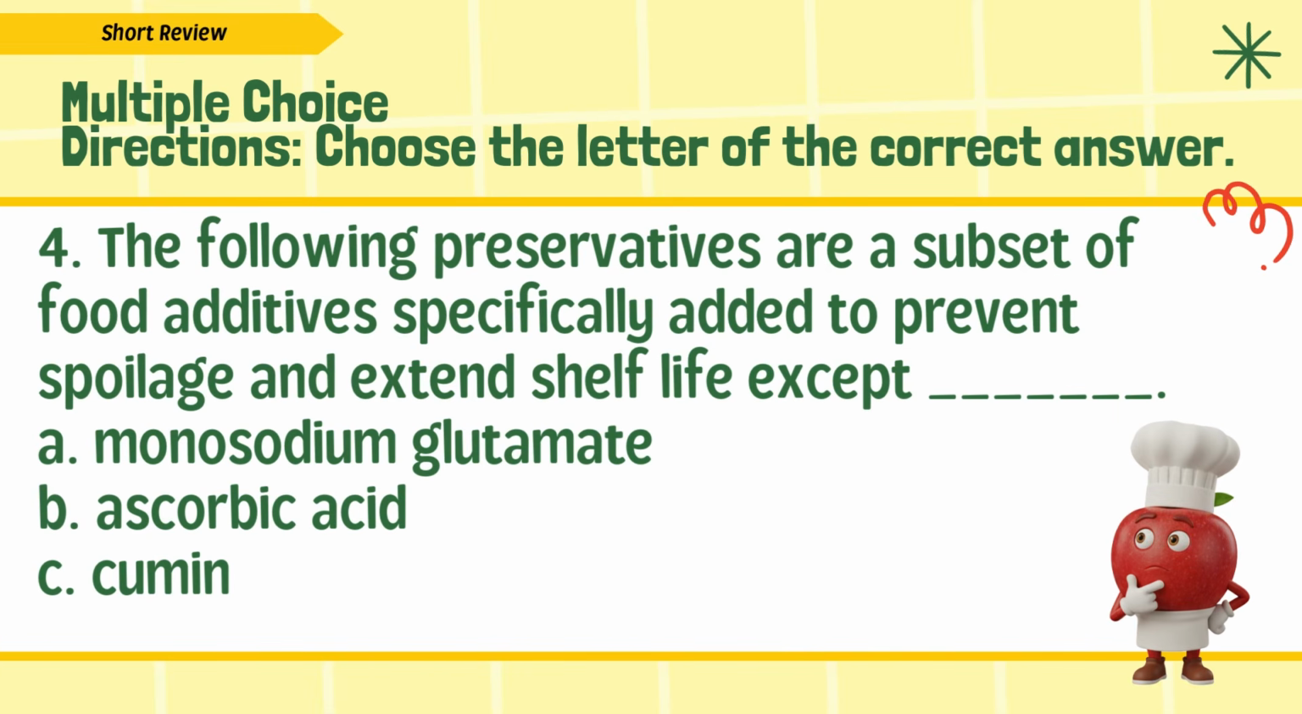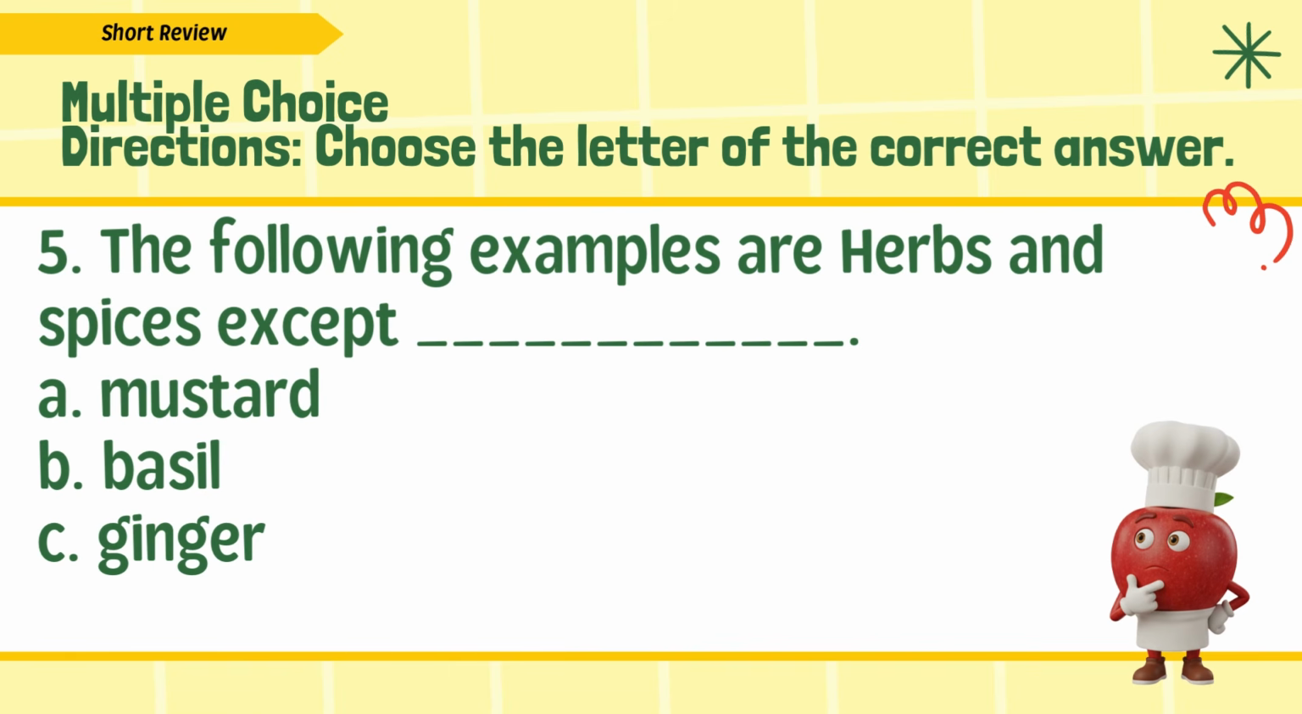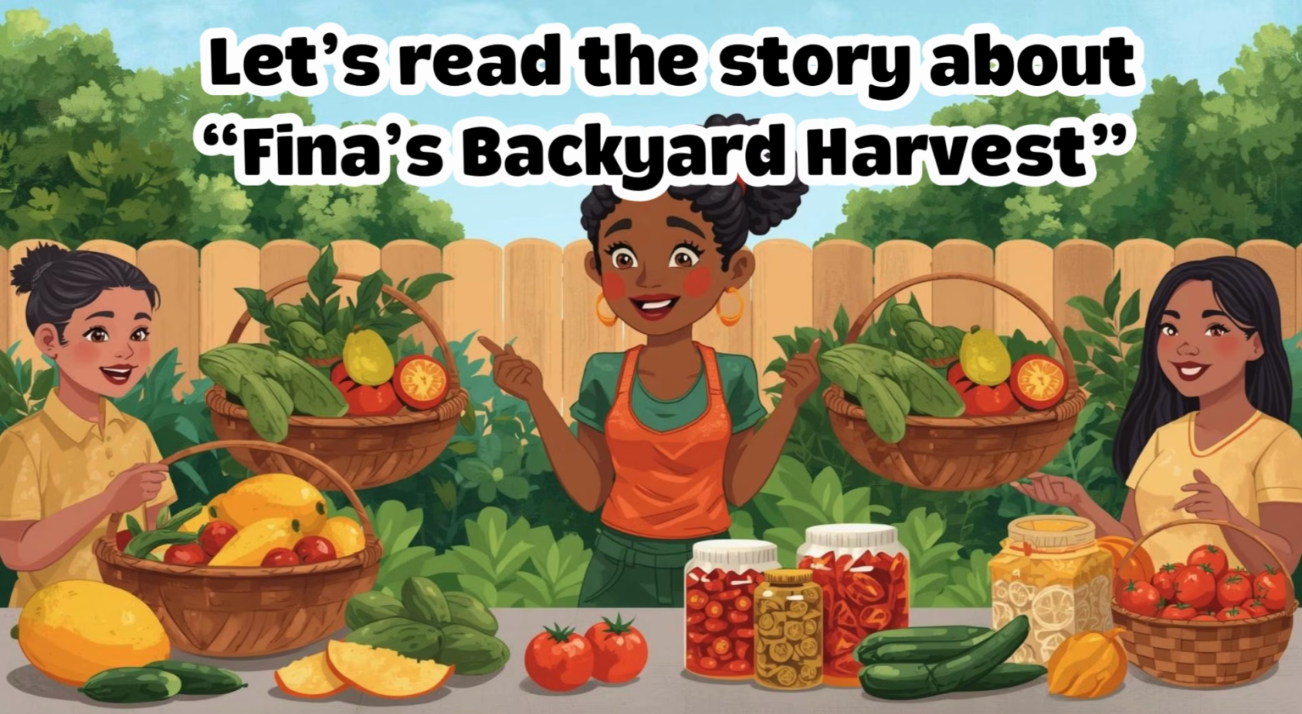4. The following preservatives are a subset of food additives specifically added to prevent spoilage and extend shelf life, except blank. A. Monosodium glutamate. B. Ascorbic acid. C. Cumin. 5. The following examples are herbs and spices, except blank. A. Mustard. B. Basil. C. Ginger. Let's read the story about Fina's backyard harvest.